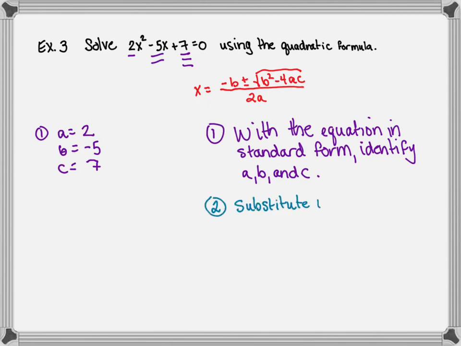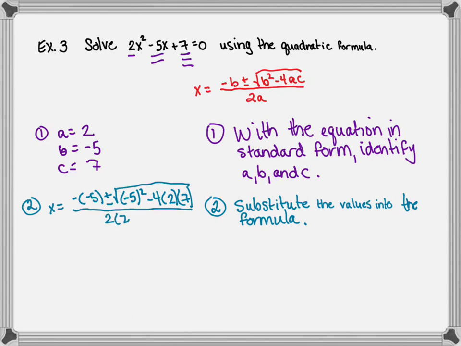And now we will take those values and substitute the values into the quadratic formula. So x equals the opposite of negative 5 plus or minus the square root of (negative 5) squared minus 4 times 2 times 7 all over 2 times 2. And notice I use parentheses when I substitute in, and that is the best way to substitute in values so that you don't make mistakes and become confused as to what operation we're doing.